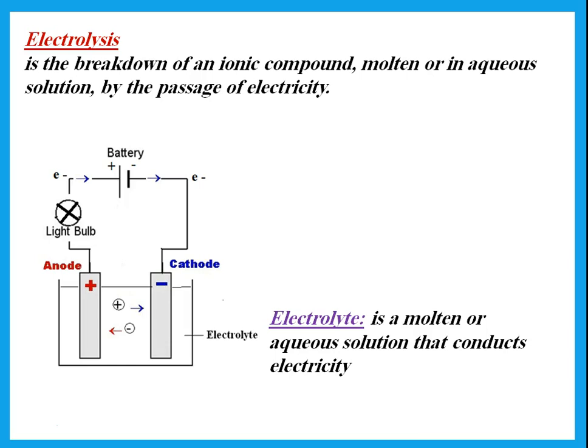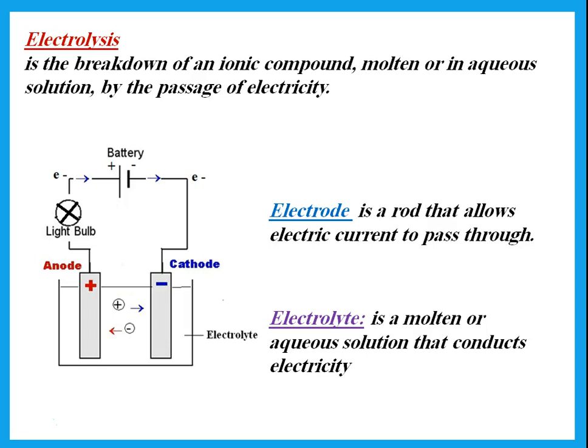Okay, now, inside this electrolyte, I'm going to put two rods, which we call anode and cathode. These rods are what we call electrodes. An electrode is a rod that allows electric current to pass through. So it has to be made of a substance that conducts electricity.